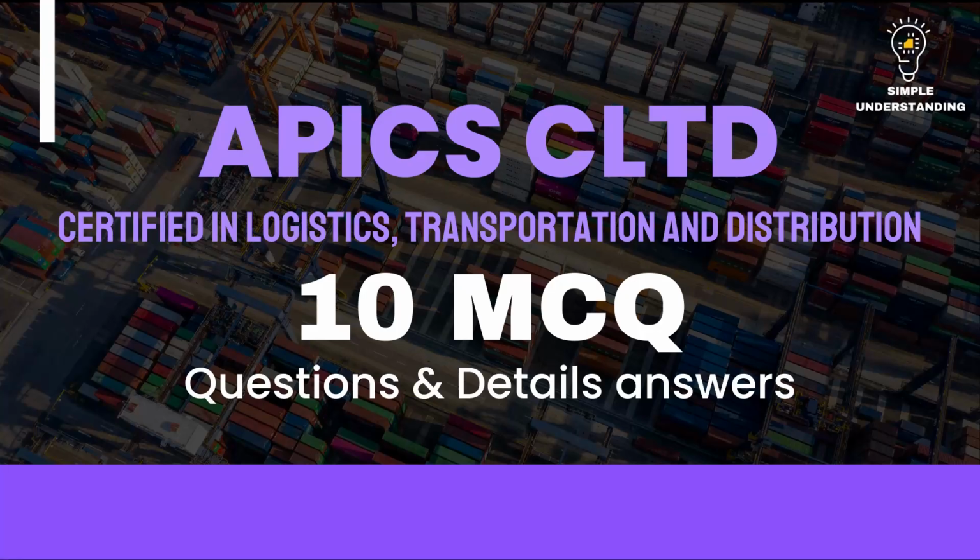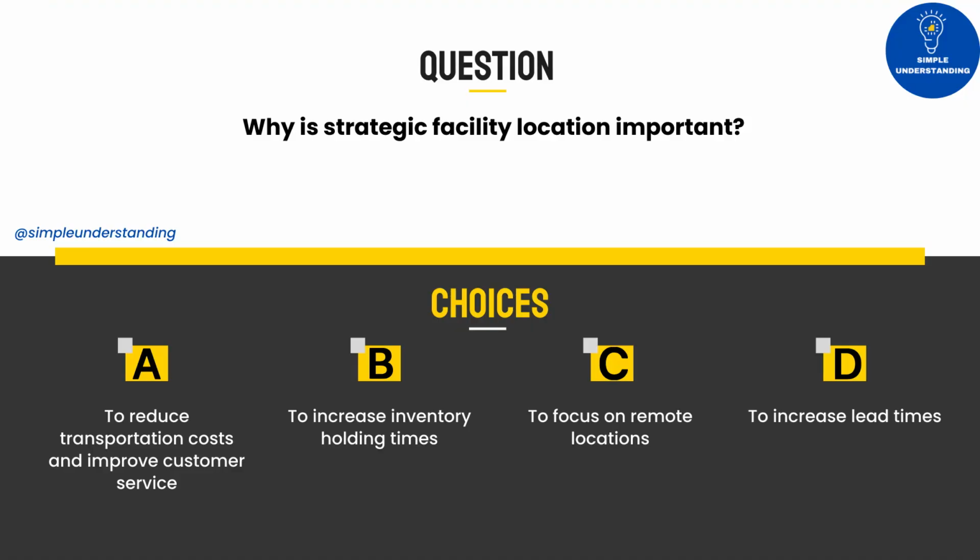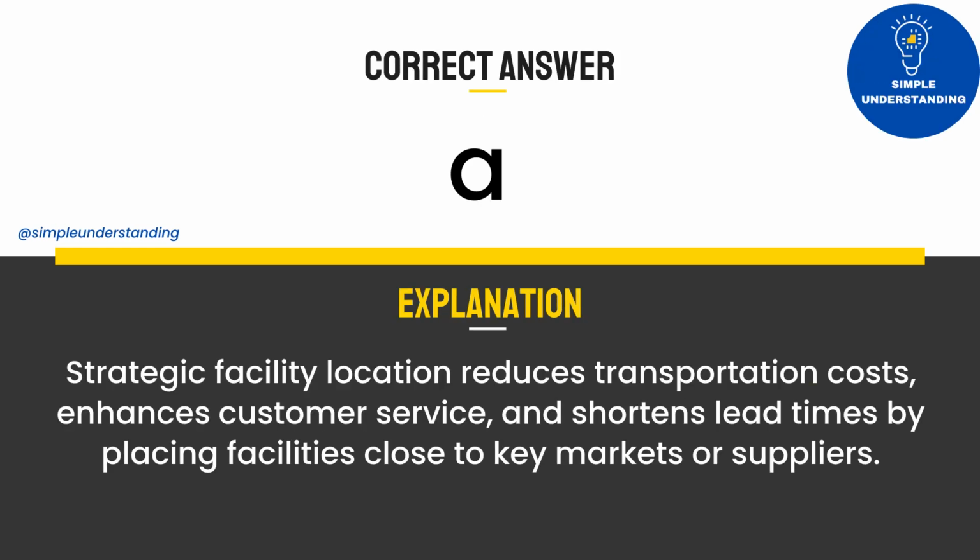Let's take a small practice test for Section A. 1. Why is strategic facility location important? A. To reduce transportation costs and improve customer service. B. To increase inventory holding times. C. To focus on remote locations. D. To increase lead times. Correct answer: A. Explanation: strategic facility location reduces transportation costs, enhances customer service, and shortens lead times by placing facilities close to key markets or suppliers.